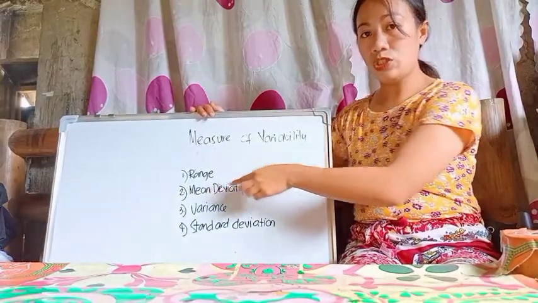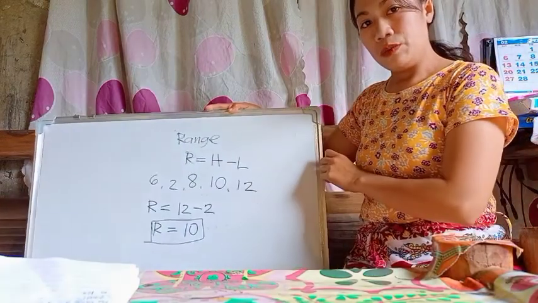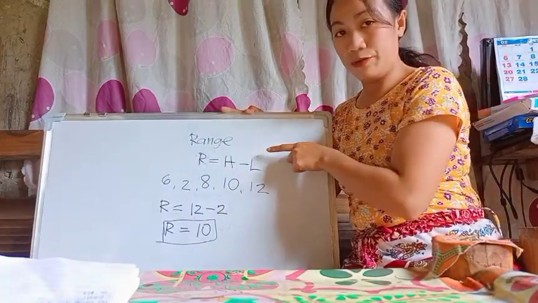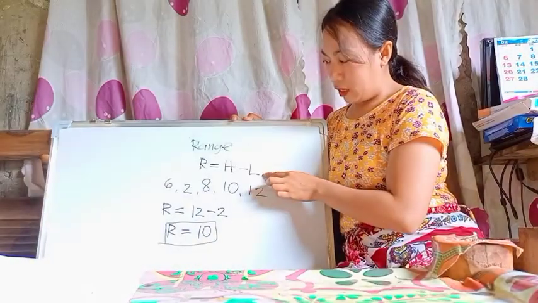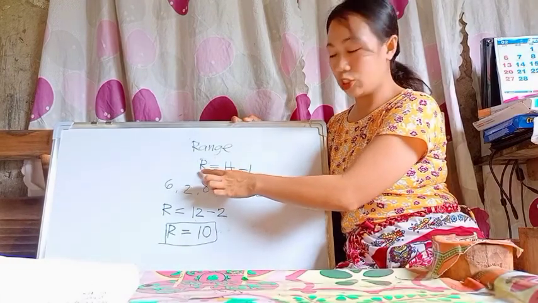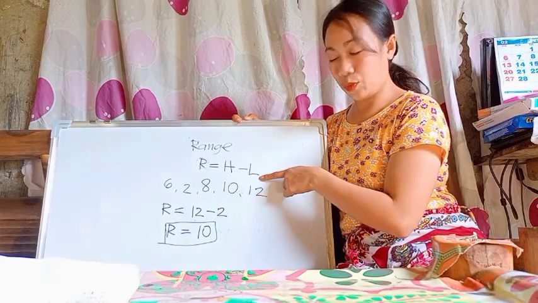When we say the range, it tells you the spread of your data from the lowest to the highest value in the distribution. It's the easiest measure of variability to calculate. To find the range, simply subtract the lowest value from the highest value in the data set. Here is the formula of range: R is equal to H minus L. R stands for range, H stands for the highest number, and L stands for the lowest number.